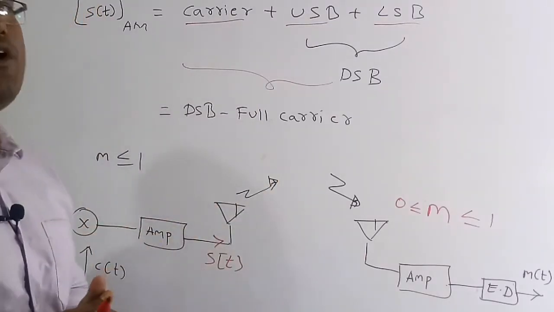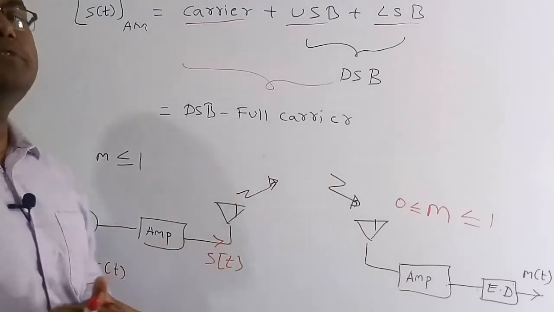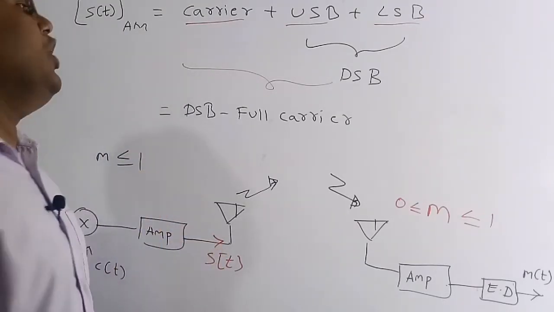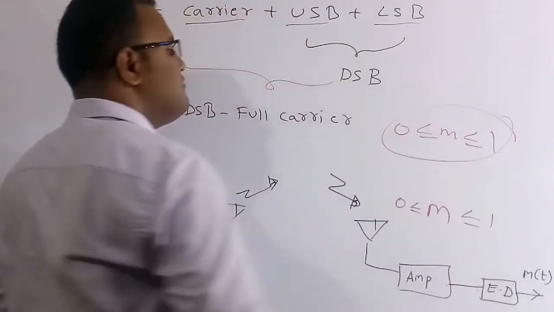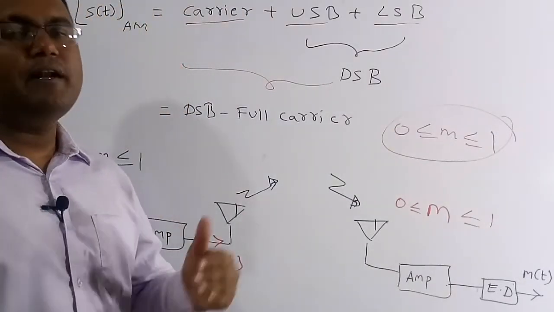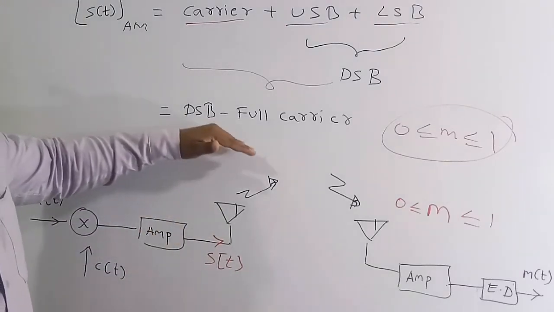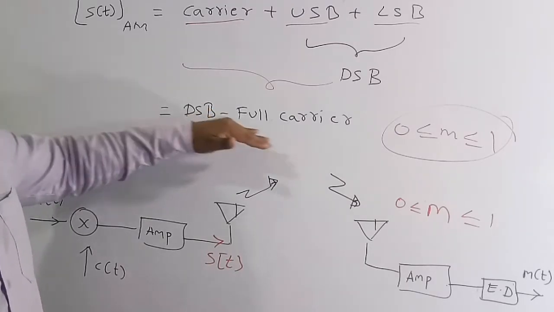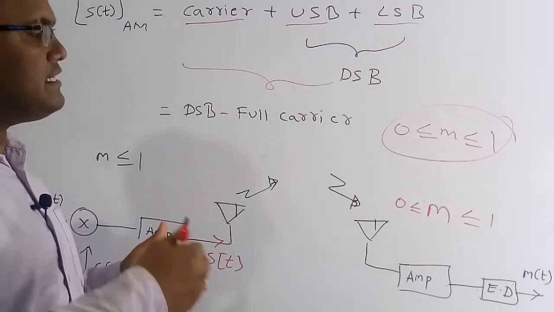When S of t contains the dual sideband with a full carrier, only then, by using the envelope detector, are we going to detect the envelope of S of t and get the message signal, and only when the modulation index lies purely between these values. Otherwise, we are not going to get the original signal, but a distorted waveform of the message signal. So whenever the AM wave contains the DSB, dual sideband full carrier, only then can we get the original signal by using the envelope detector technique. So now we are going to solve the 15th question.